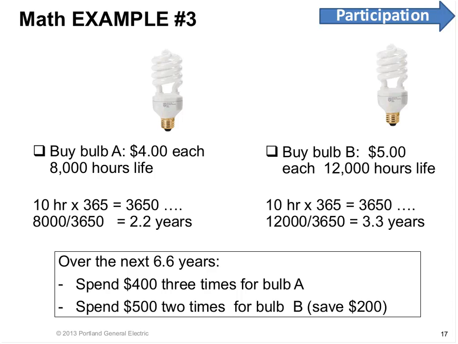A finance person might say, well, how do I look at these, calculate a number of savings? Well, over the next 6.6 years, you would spend $400 3 times. You'd have to buy 3 batches of these bulbs for bulb A, but you'd only have to buy 2 batches of the $100 bulb. So 3 batches at $400 is $1,200. 2 batches of the bulb B would be $1,000. You'd save $200 by this decision.